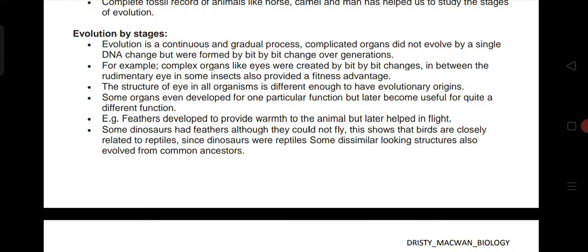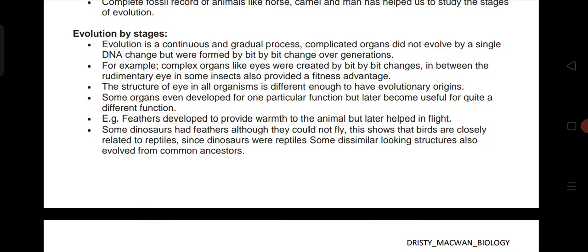The structure of the eye in all organisms is different enough to have evolutionary origins. As you know, all organisms possess a different structure of the eye, and this is quite enough of a theory to explain how evolution has taken place.